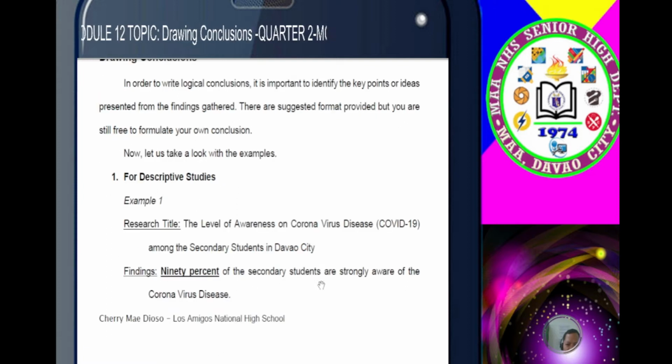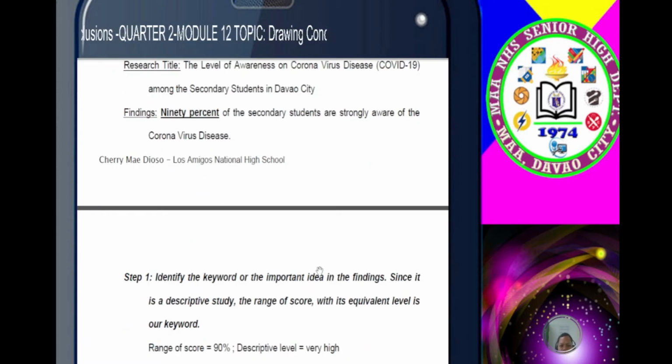For descriptive studies, our research title is the level of awareness on coronavirus disease, COVID-19, among the secondary students in Davao City. The finding is that 90% of the secondary students are strongly aware of the coronavirus disease. Step 1, identify the keyword or the important idea in the findings. Since it's a descriptive study, the range of score with its equivalent level is our keyword.